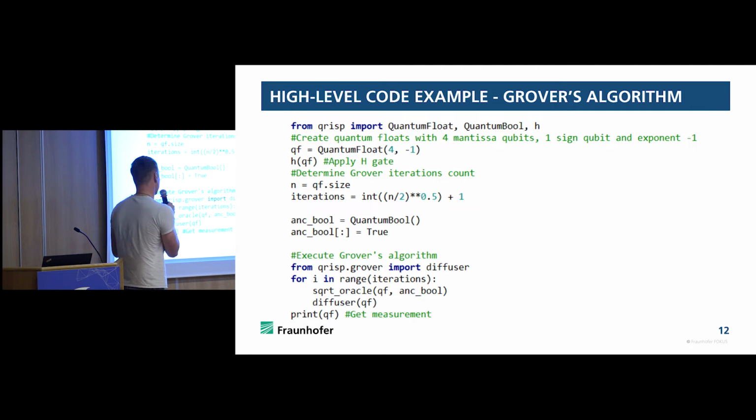This is the way in Qrisp how you initialize variables. So if I had a quantum float here and I used this slicing operator, I could just put a number there, and then this number would be encoded into this quantum float. And then we just perform the Grover iterations. For this, we import the diffuser function, and then we alternate between applying the oracle and the diffuser.